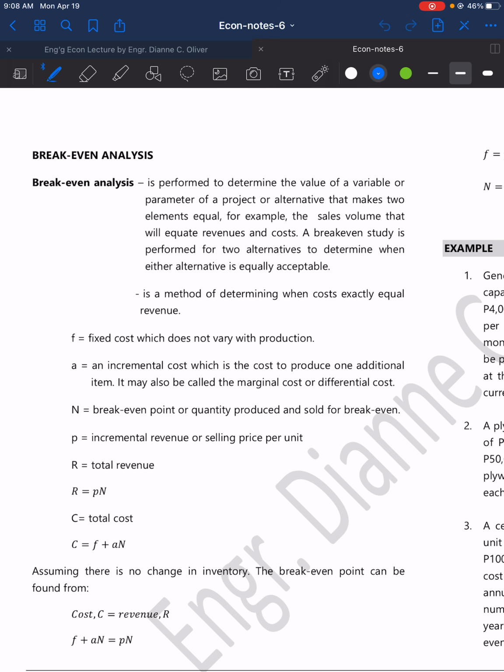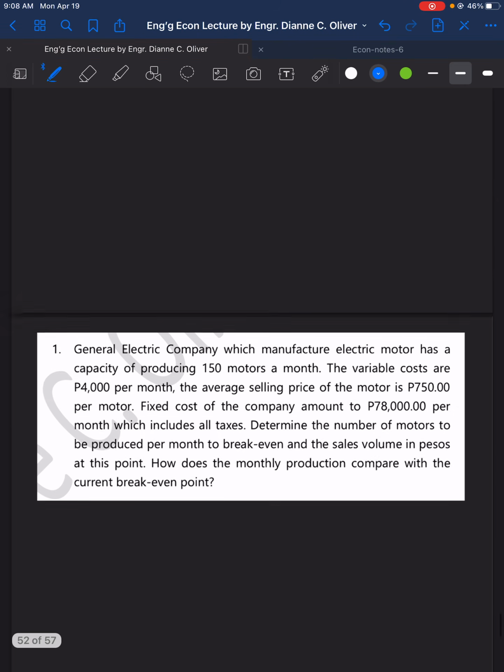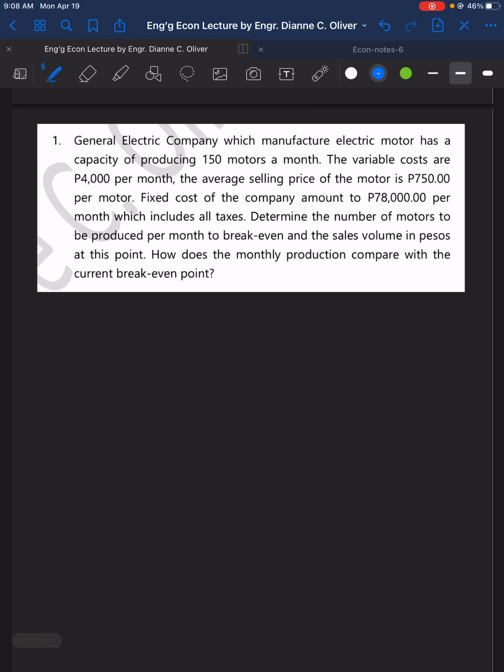Okay, so let's solve the examples in order to familiarize ourselves with the principle of break-even analysis. Number 1. General Electric Company, which manufactures electric motors, has a capacity of producing 150 motors a month. The variable costs are 4,000 pesos per month. The average selling price of the motor is 750 pesos per motor. Fixed costs of the company amount to 78,000 pesos per month, which includes all taxes.